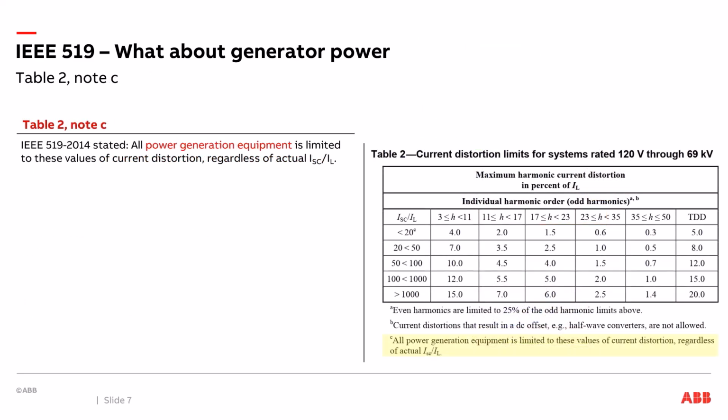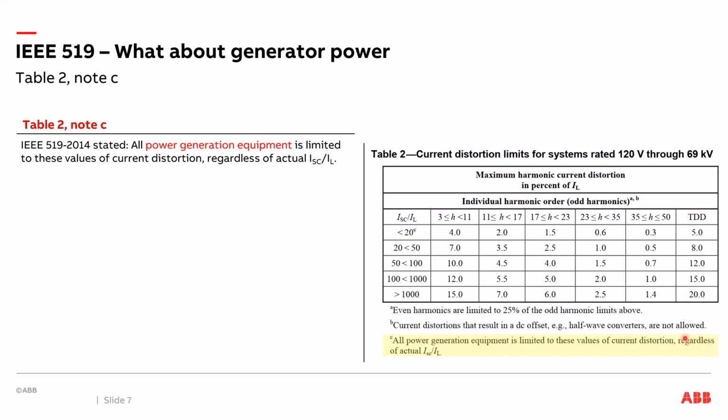Now, some of you who are already experienced with IEEE 519 are going to say, Tim, but what about Table 2 in IEEE 519, specifically Note C? So let's take a look at that. So we've got Table 2, got some nice numerical values here, and we have this subnote C right here that basically says all power generation equipment is limited to these values of current distortion regardless of this value over here. So basically what it's saying is all power generation equipment should have 5% TDD as the target. It's pretty straightforward, right? All power generation equipment.